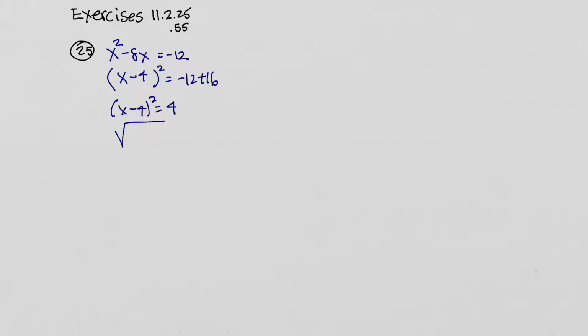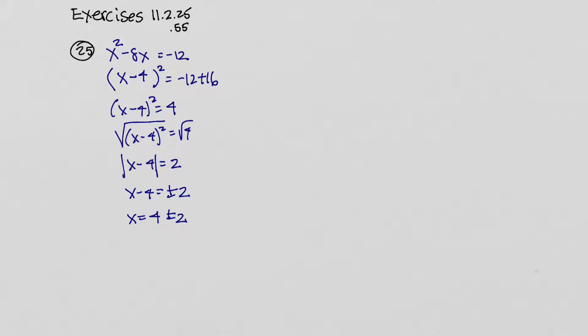Let's take square roots. Square root of the quantity x minus 4 squared equals square root of 4. On the left side, we get the absolute value of x minus 4 equals, well, square root of 4 is 2. Let's remove the absolute value sign, so now we get plus or minus. So we'll get x minus 4 is plus or minus 2. Let's add 4, right? Add that 4 to both sides, so we'll get x equals 4 plus or minus 2.